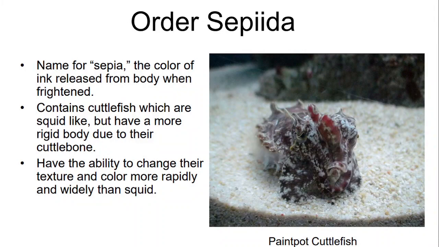Coming to the cuttlefish, the family, we know the order is Sepiida. The name sepia refers to the color of the ink released from the body when frightened. They contain cuttlefish, which are squid-like but have a more rigid body due to their cuttlebone, having the ability to change their texture and color more rapidly and widely than squids.